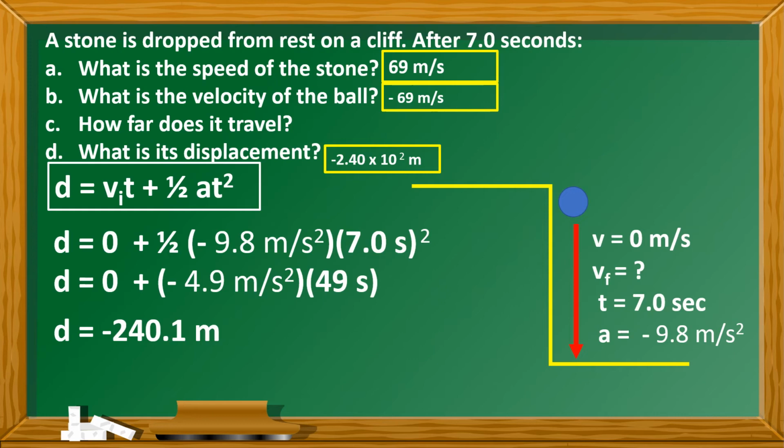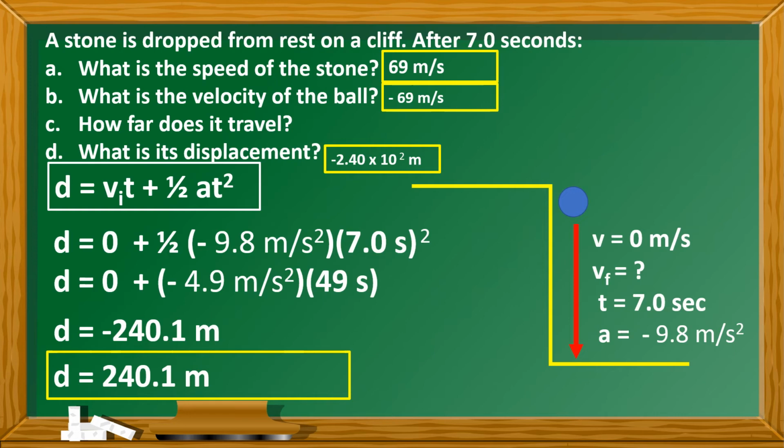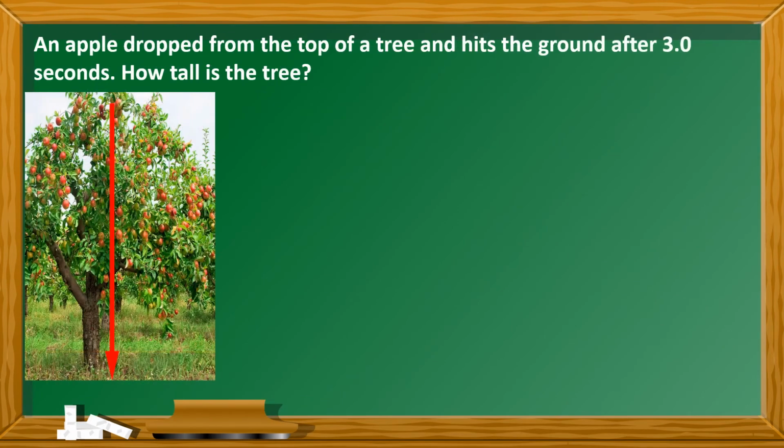Now, as for the distance, since the displacement that we get is a negative number, we're just going to make it positive. So the answer for how far the stone traveled is 240.1 meters. Converting it into two significant figures, the final answer would be 2.4 times 10 raised to the second power meters. Now for the next problem.